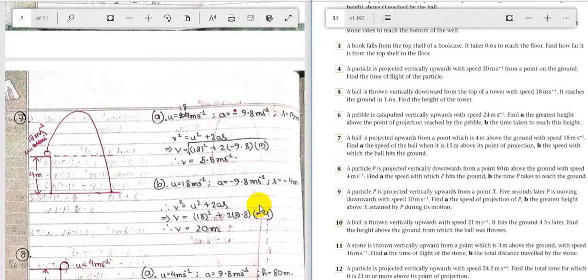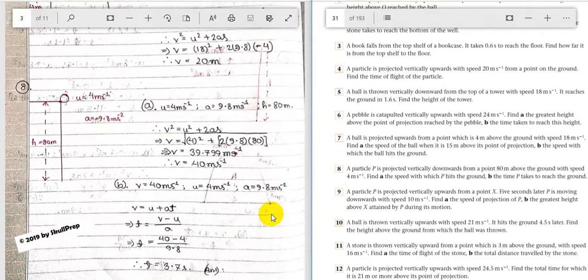I hope it would be clear for you all to understand how the 20 came. Just put the root over the second line on the right hand side, and you'll get the value 20. So the ball hits the ground with 20 meters per second. Also, the unit was wrong, I'm sorry for that. It would be meters per second.